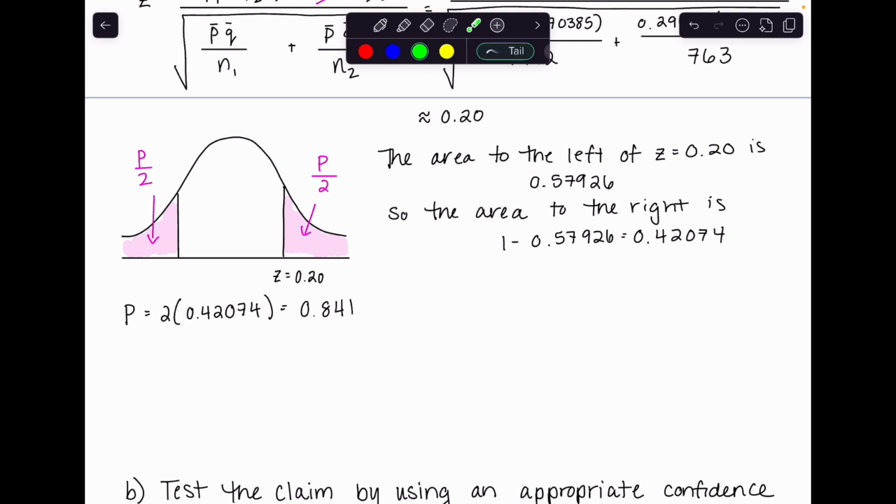So in this case, what that means is our rejection region is actually a smaller area because our rejection region should only be 5%. So since our p-value is bigger than the rejection region, we're going to fail to reject the null hypothesis. So since p is greater than or equal to alpha, which is 5%, we fail to reject the null hypothesis.